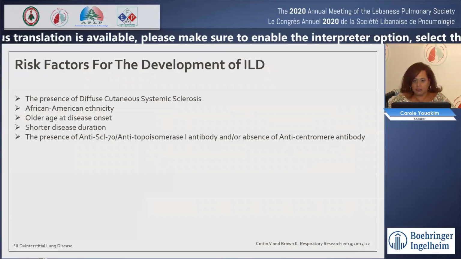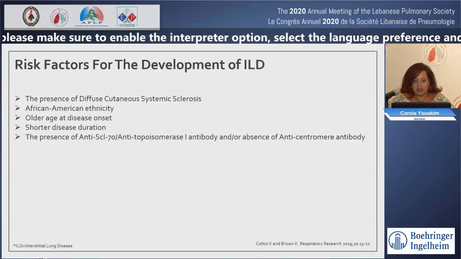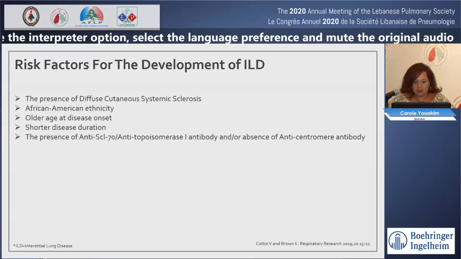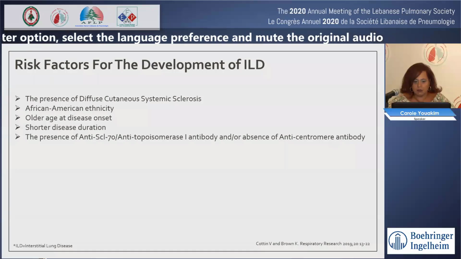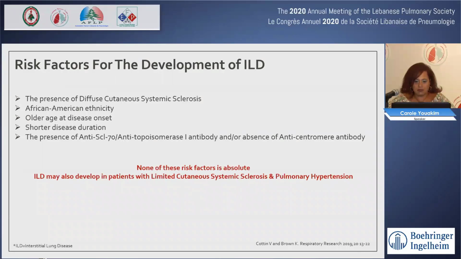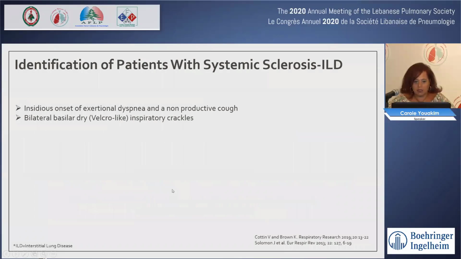So it was clear that the mere presence of ILD at baseline is associated with higher mortality. Risk factors for the development of ILD include diffuse cutaneous systemic sclerosis, African American ethnicity, older age at disease onset, shorter disease duration, and the presence of anti-SCL70 or anti-topoisomerase 1 antibody, and/or the absence of anti-centromere antibody. However, none of these risk factors is absolute, and I showed you that ILD may develop in patients with limited cutaneous systemic sclerosis and pulmonary hypertension. And there is no correlation between the extent and severity of skin disease and pulmonary parenchymal involvement.